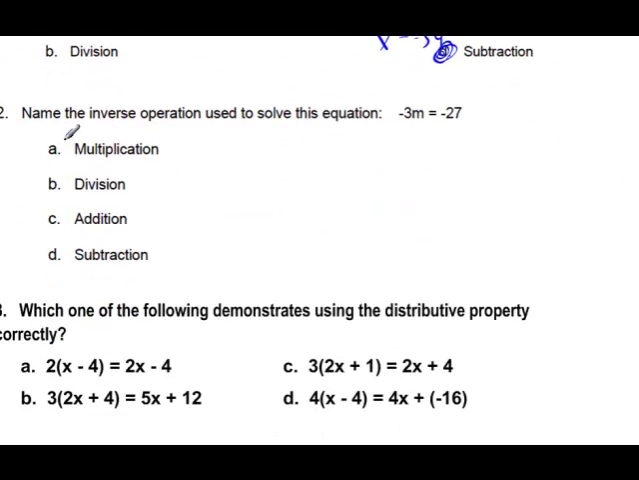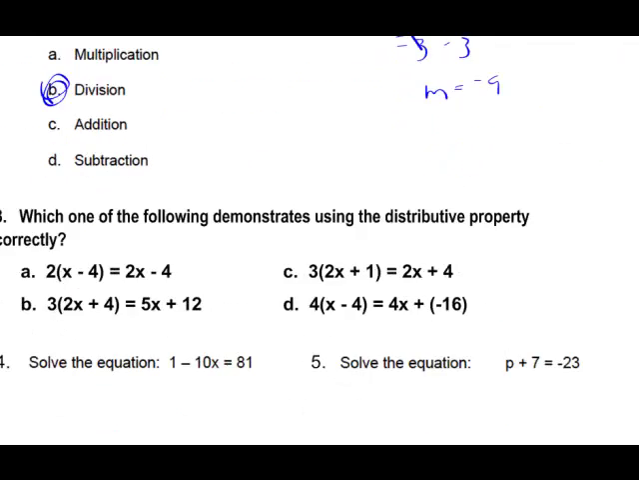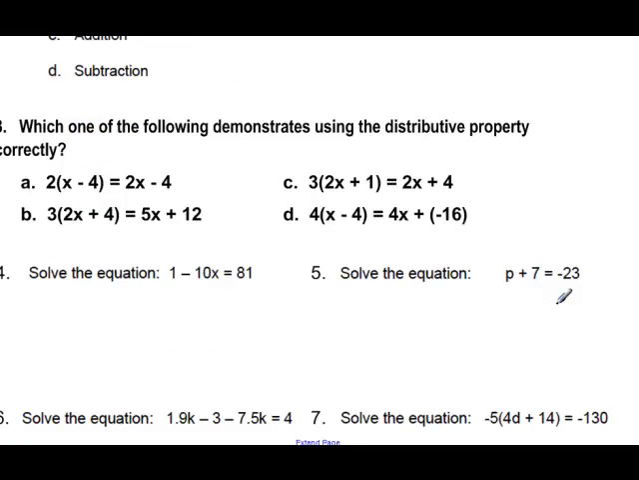Okay. Name the inverse operation used to solve this equation. Well, what does this mean? Times. That's times. So the opposite is division. So we would divide by negative 3 on each side. So that would be negative 9. Easy squeezy lemon peasy.